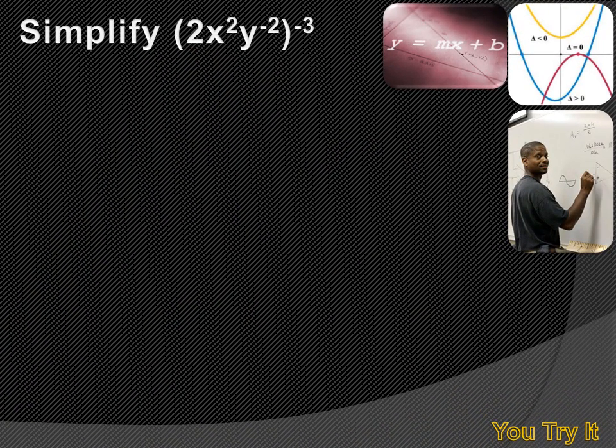You may want to go back to the last slide and write down each of those properties, because you're going to be able to use quite a few of them in trying to simplify this expression. The expression 2x squared times y to the minus 2, all raised to the minus 3 power. Hit your pause button, try this problem, and when you finish, hit your forward button to move on to my answer.